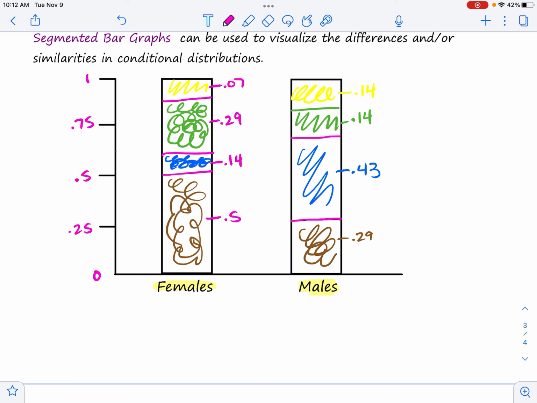And so what we've created here is a segmented bar graph. What's nice about this is that it visualizes the conditional distributions. So the probability that you have green eyes given you're a female is 0.29. The probability you have blue eyes given you're a male is 0.43.